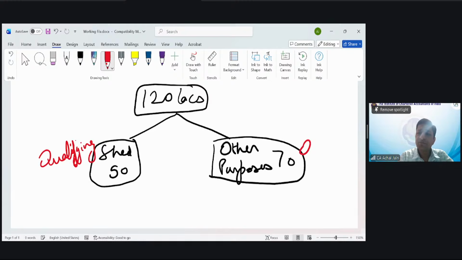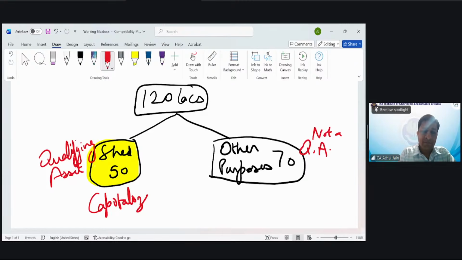Yes or no? This is not a qualifying asset. It's a qualifying asset. Right? So that means what will you do? Any interest cost on this 50 lakhs, what do you do with that? That's what you will capitalize. Okay, right?